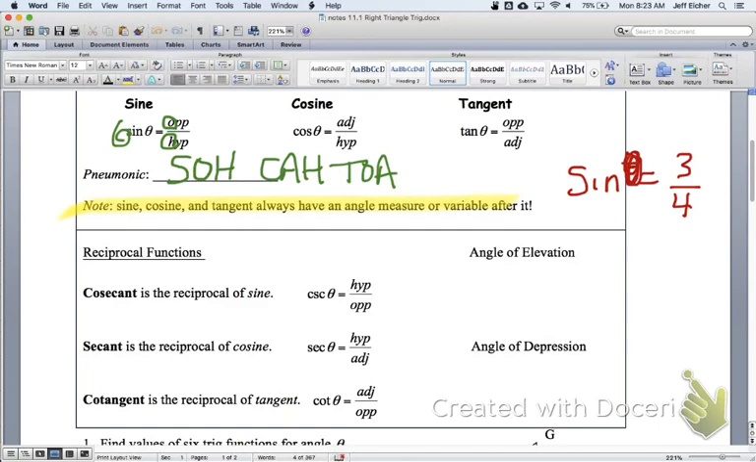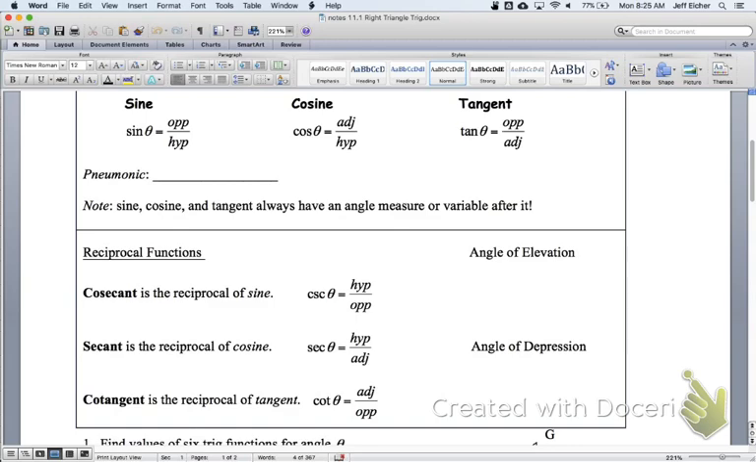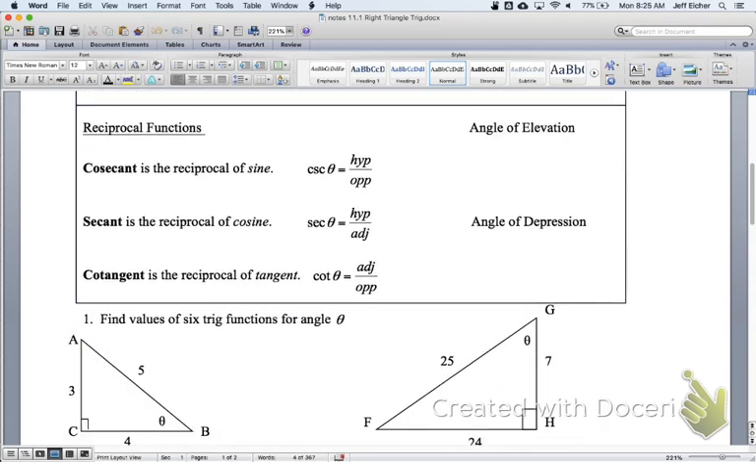Moving on, really the one new part of the lesson that you probably haven't learned before is this part, the reciprocal functions. Remember, if you have 2/3, the reciprocal of 2/3 is 3/2. So these reciprocal functions will tally up. Now we have 6 trig functions, not just the SOHCAHTOA 3, but we have 3 reciprocals of those.